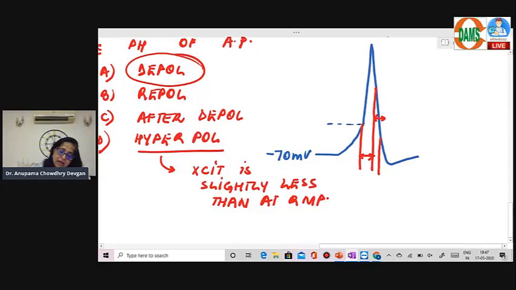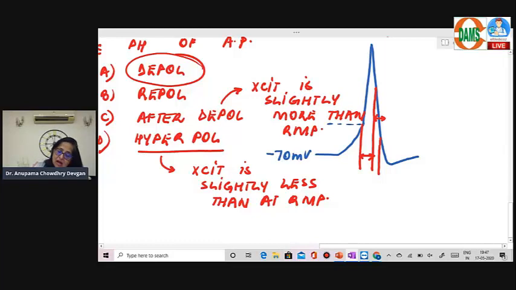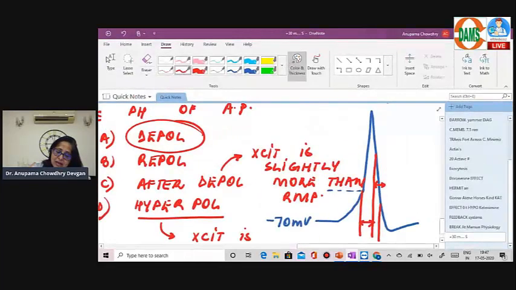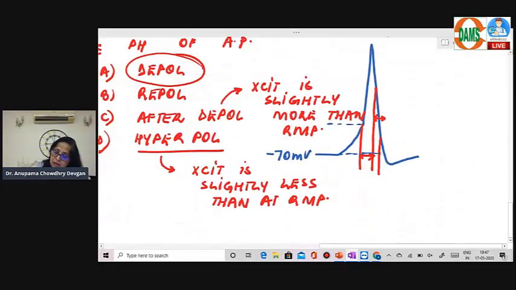Right? In the after depolarization phase, excitability is slightly more than at RMP. If you look at this, if this is the resting membrane potential here, in the hyperpolarization phase the potential is more negative, but in the after depolarization phase, the potential is less negative. So after depolarization, excitability is slightly more, and in hyperpolarization, excitability is slightly less.